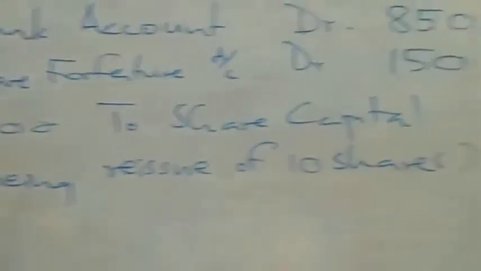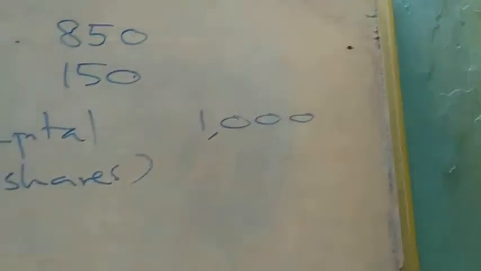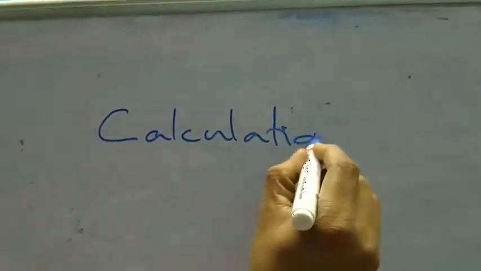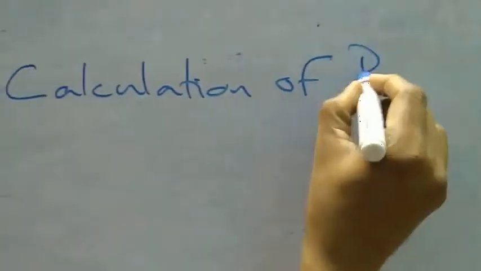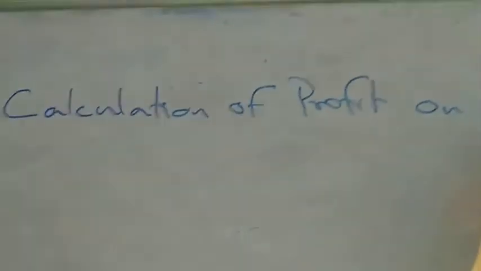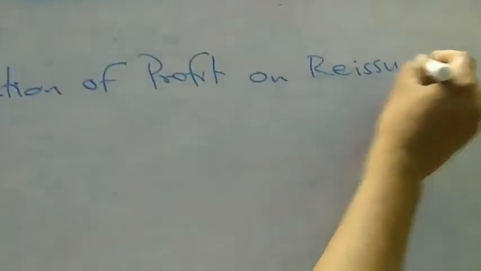So before going to the last entry, you have to calculate the profit on reissue. So you have to make a working note here. Calculation of profit on reissue. It is a working note. Then you see here.